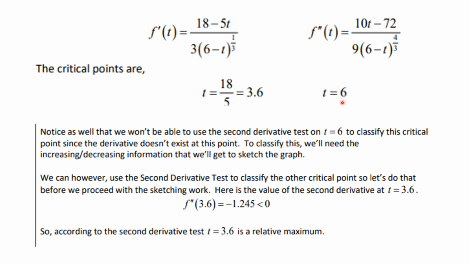Now, the critical points happen when the first derivative doesn't exist, and there is a point where the first derivative doesn't exist, that is t equals 6. And also, a critical point happens when the numerator is equal to 0, and that is at t equal to 3.6. Now we can't use the second derivative test on t equals 6 because the first derivative didn't exist. And so we'll have to use the first derivative test to get the information for a sketch graph. But if we look at f double prime evaluated at 3.6, we get that this is negative, and that tells us, according to the second derivative test, that t equals 3.6 is a relative maximum.